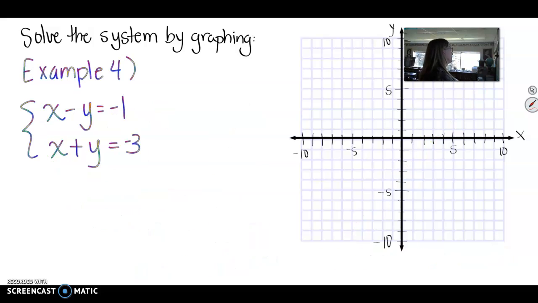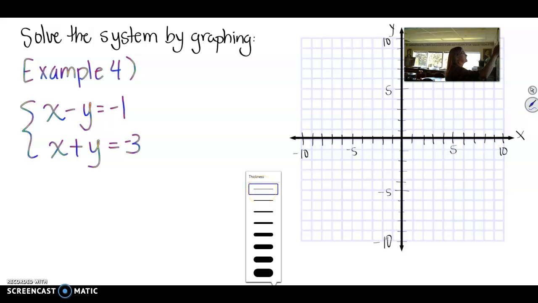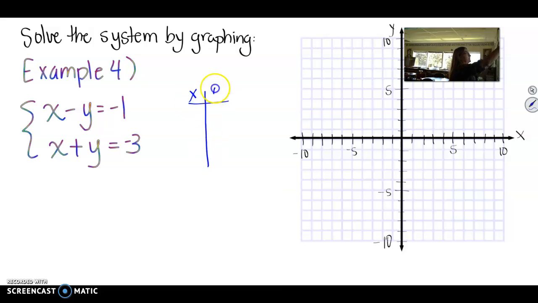Let's do one more here. We can do this in either way. You can rewrite it in slope-intercept form. I'll do the top one by finding x and y intercepts, because it's in that format.